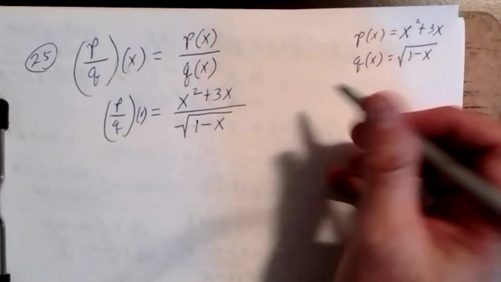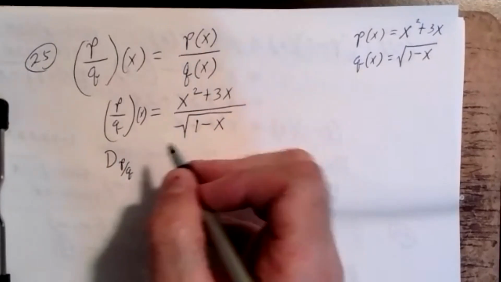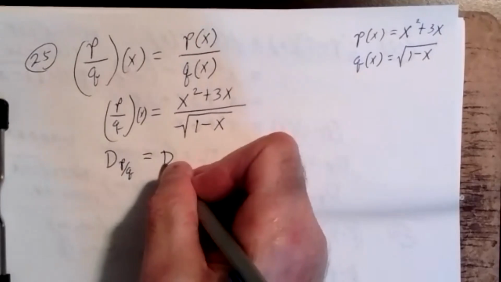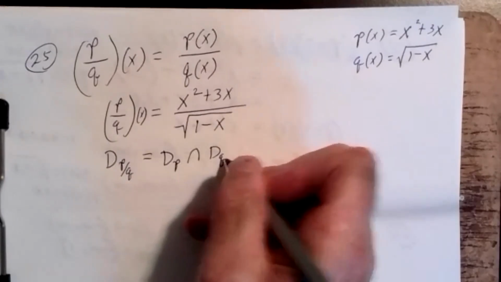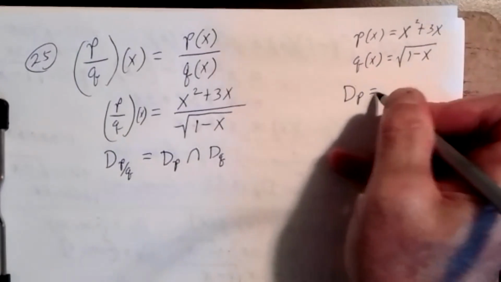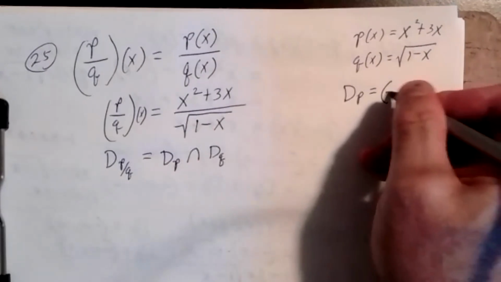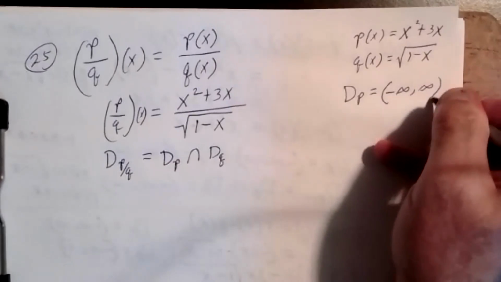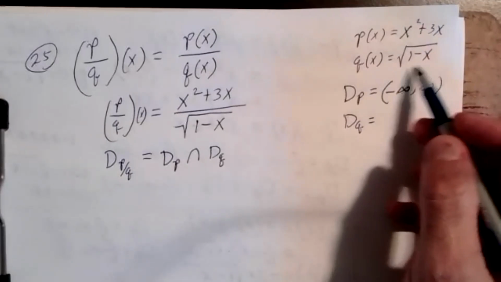Now, what is going to be the domain of this quotient function, P divided by Q of X? Well, it's got to be the intersection between the domains of function P and function Q. The domain of function P, since P is just an ordinary polynomial function, is going to be the set of all real numbers. What's the domain of function Q? I think we just answered that question previously.